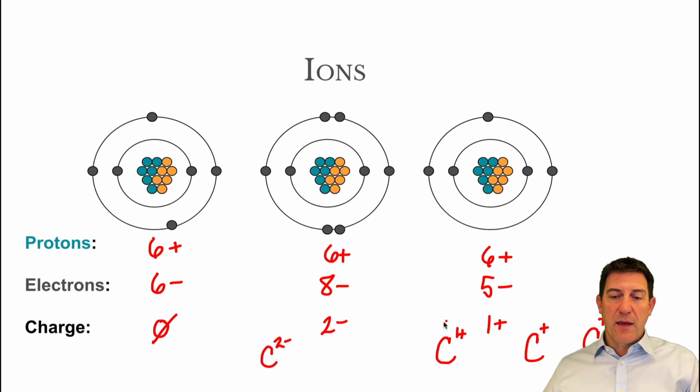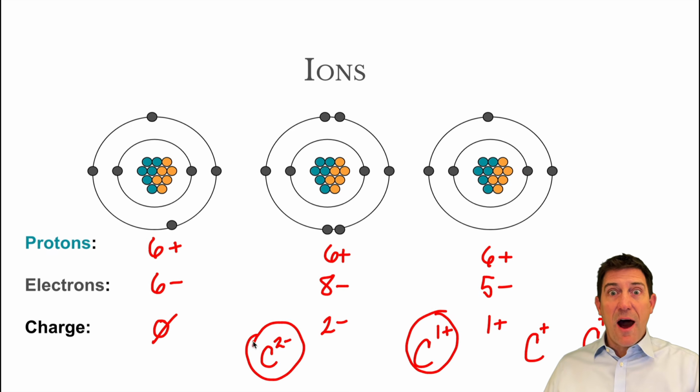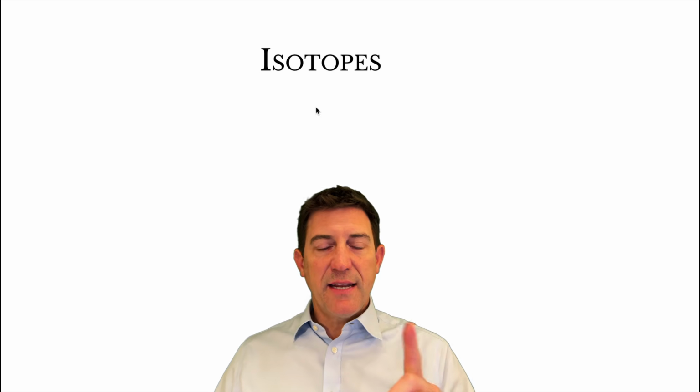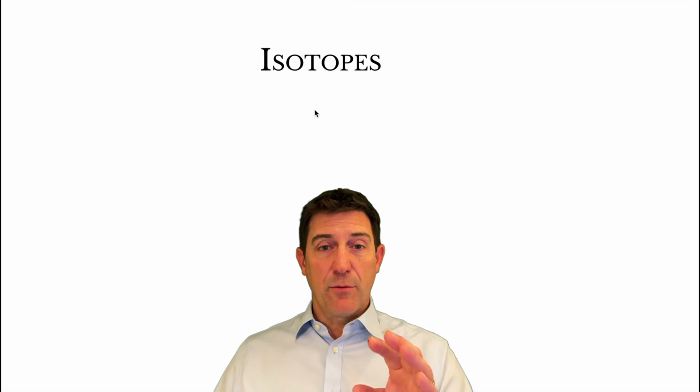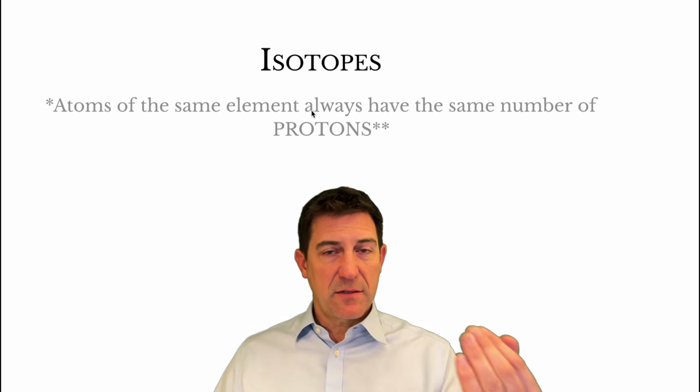All of them are okay. These two are ions of carbon because they have a charge. That's it. And the next really important concept are isotopes. We looked at ions. Now we're going to look at isotopes.